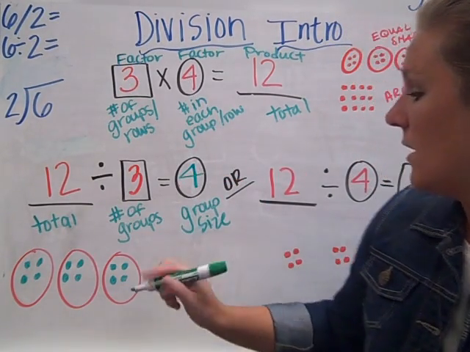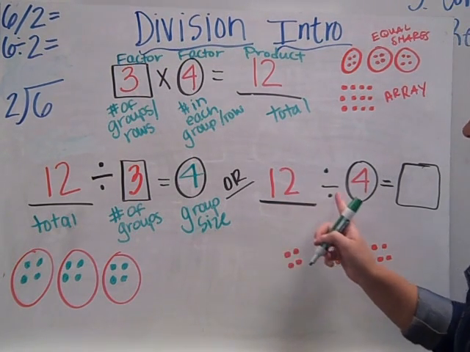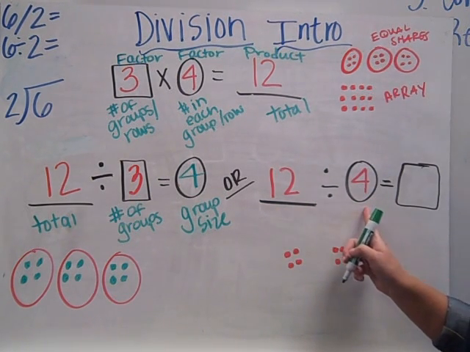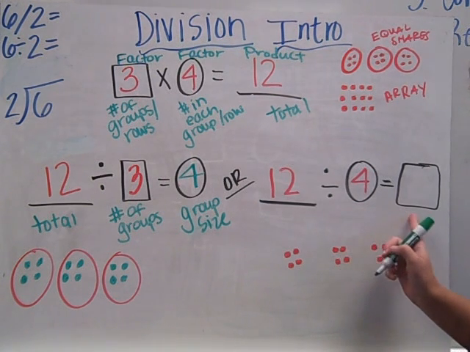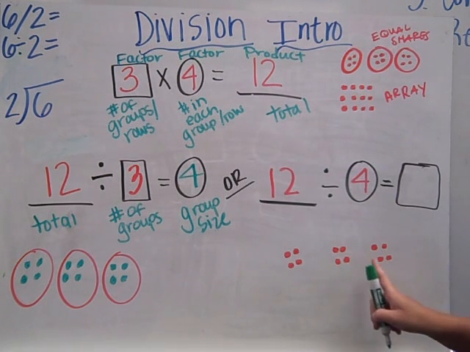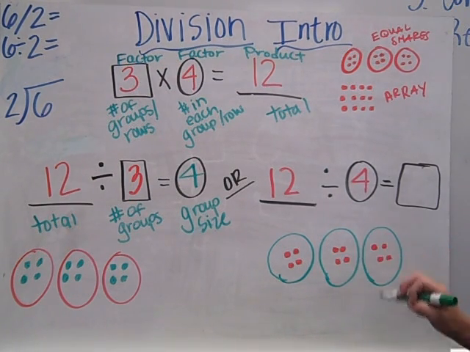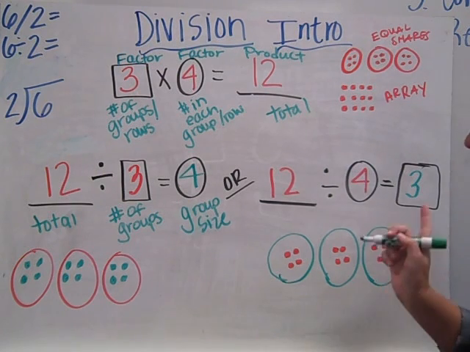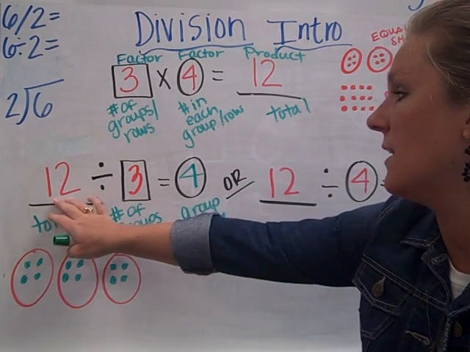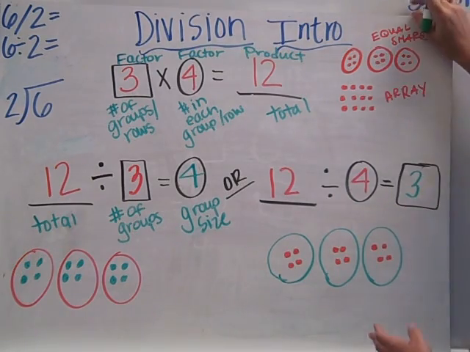Okay? If I come over here, now it's telling me that my dividend is 12, so I have 12, and then my divisor is 4. So I want to take 12, divide it equally into 4. Okay, so I have 4 in my group size, but I want to know how many groups I have. Well, I went ahead and did 4 in each group. So all I have to do is make my groups, 1 group, 2 groups, 3 groups. So I have 3 groups of 4, okay? So that's 2 different ways to look at it, but notice you still have product, factor, factor, product, factor, factor, okay?